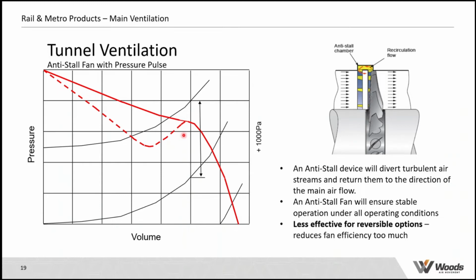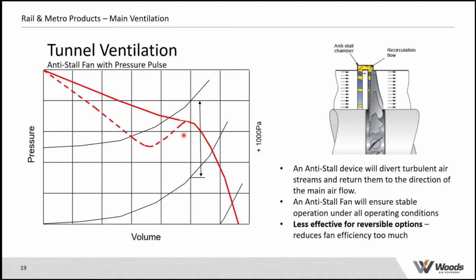Again, as I said earlier, there's always a bit of a trade-off. You can have an anti-stall chamber or anti-stall duct, but it does have an impact again on the efficiency, and they're okay if the stall is in one direction. If the stall could occur potentially in both directions, we don't see it as being particularly effective. So it's important again to understand how the system operates.